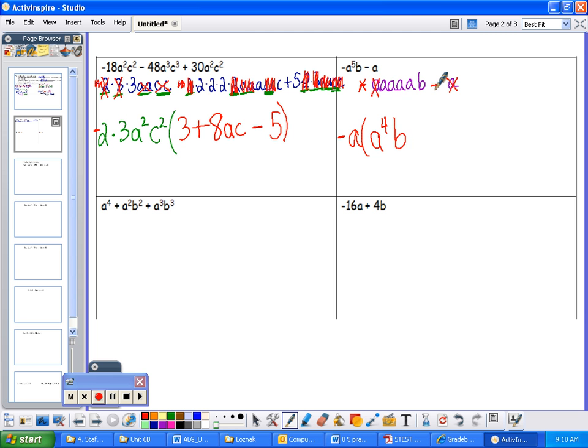Now remember, I already took out this negative, so when you take out a negative, it changes this sign. So it makes this a plus. And because the A got canceled, I have to hold the spot. I'm going to put in 1. And I can check it using the distributive property. Okay, so I'm going to distribute. It gives me negative A to the 5th, B, and negative A. And that's what I was given originally. So I know that that is correct. I want you to try these next two, and then after you've tried them, check them in a minute.